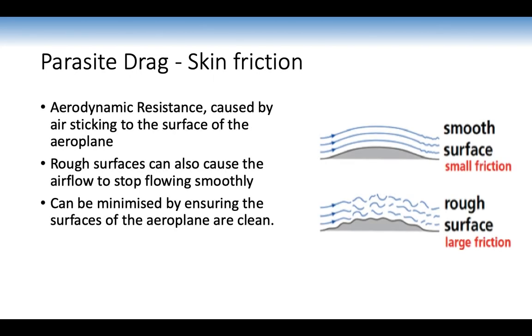So I've got skin friction. Aerodynamic resistance caused by air sticking to the surface of the airplane. So that's the definition. Rough surfaces can also cause the airflow to stop flowing smoothly, so it can be minimized by ensuring the surface of the airplane is clean. Over here, a smooth surface has less friction, but on a rough surface, the air stops flowing smoothly and also gets caught up over here in terms of the edges. If you slide your hand over carpet versus a smooth timber floor, there's more skin friction on that carpet.